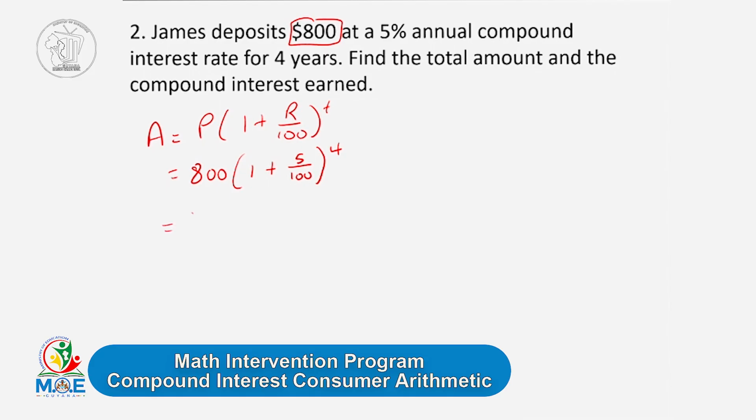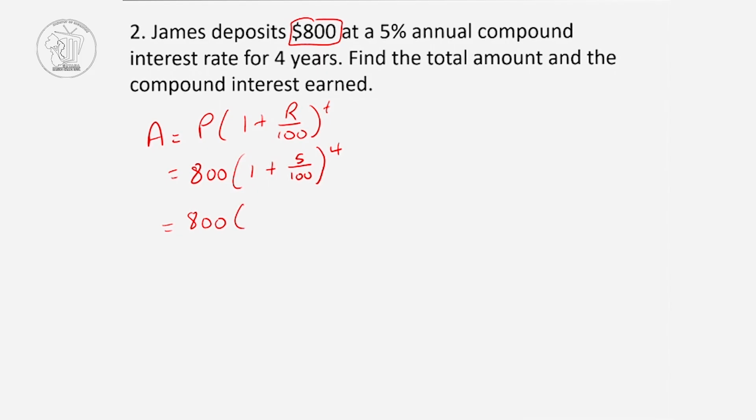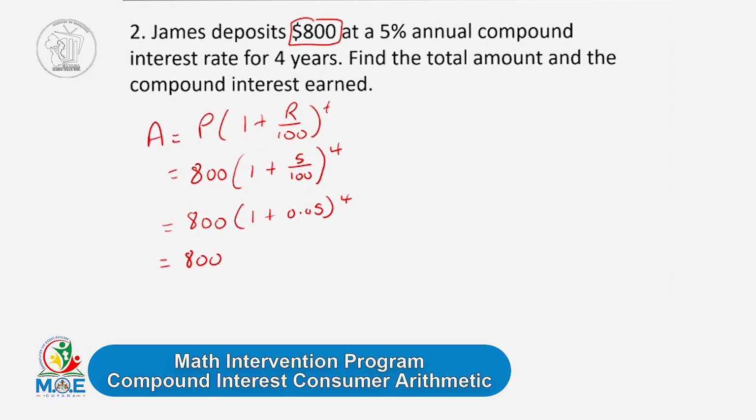So we work this out. This will be 800 multiplied by 1 plus, when we divide 5 by 100, we will get 0.05, all raised to the 4th power. This will be 800 multiplied by, now let's work out the bracket.